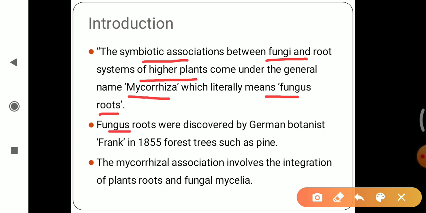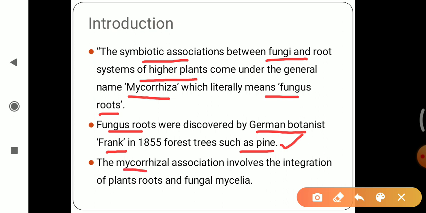Fungus roots were discovered by the German botanist Frank in the year 1855. Forest trees such as pine, in the pine tree, it was first discovered by the German botanist Frank.